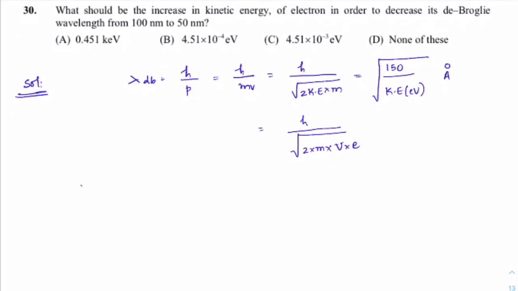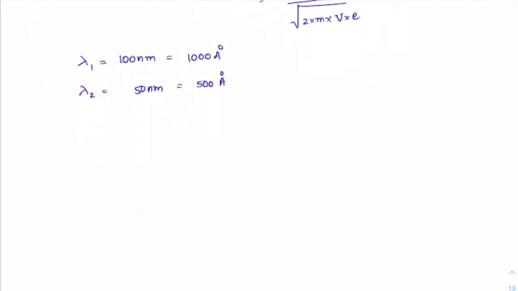So first let me take lambda 1, which is given as 100 nanometers, and convert that into Angstroms, which is 1000 Angstroms. Same thing, lambda 2, which is 50 nanometers, I'll write as 500 Angstroms. Now I can use this formula directly. So I can write lambda 1 as under root of 150 by kinetic energy 1, and lambda 2 as under root of 150 by kinetic energy 2.